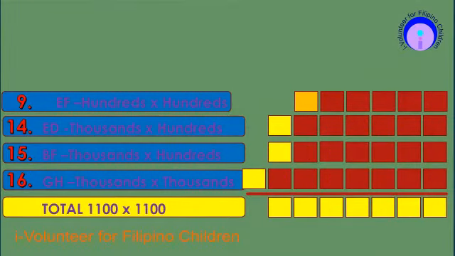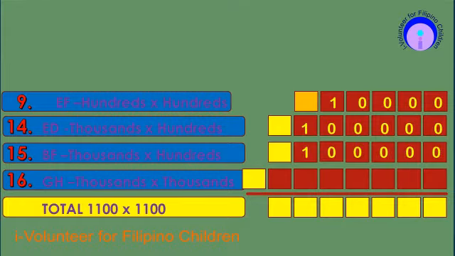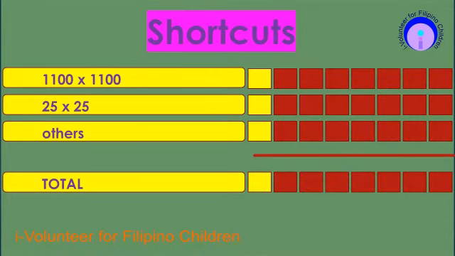To confirm that 1,100 times 1,100 is really 1,210,000, we are going to add up all related thousands and hundred steps, like step 9, 14, 15, and 16. Do the answers of the shortcut and the long cut match? Correct! Now let us find the final answer.